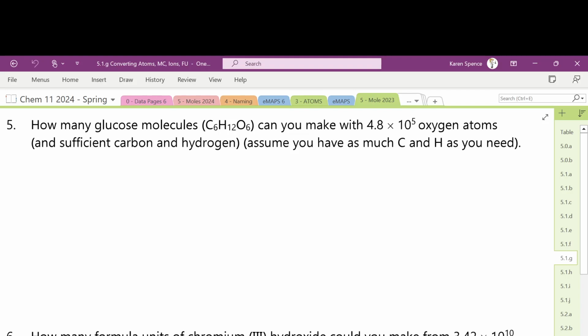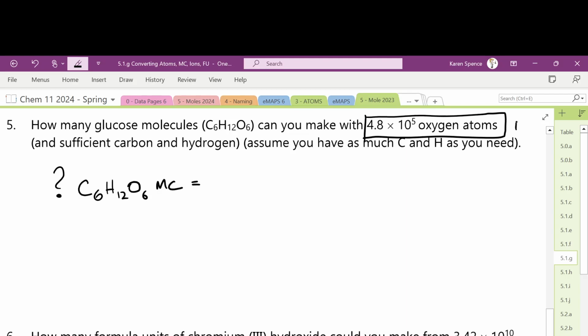How many glucose molecules, C6H12O6 molecules, can you make with our initial quantity of 4.8 times 10 to the 5 O atoms? Okay, so that's what we're starting with.